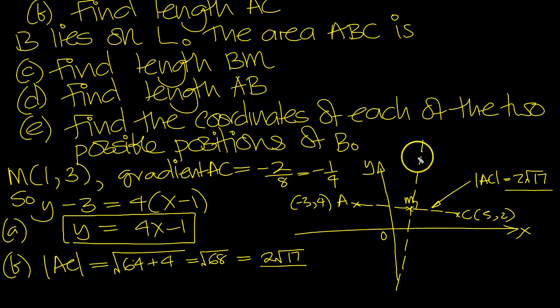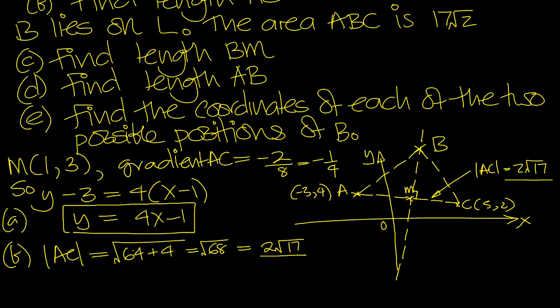B lies on L, so I'm going to mark it here. There's B, say. The area of ABC is, I think this should say 17 root 2, which I forgot to write down, so I'll put it down now. That's from memory, but I'm sure it's right because I remember it when reading the question. So this area is 17 root 2. We know this length here, so half base times height could give us the area, and that will help to get the height, won't it?